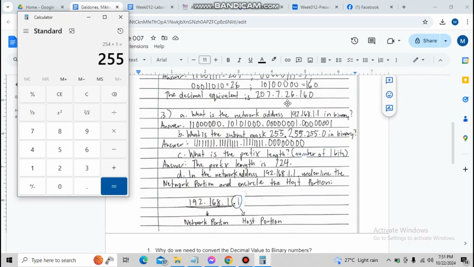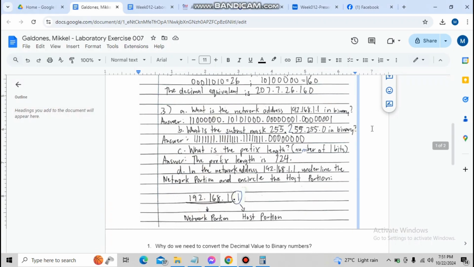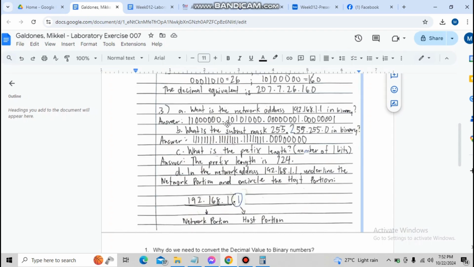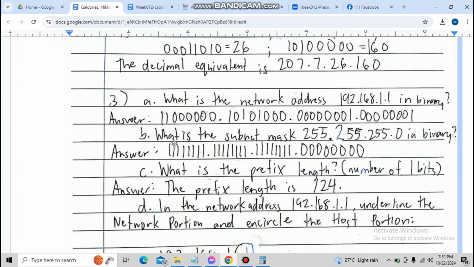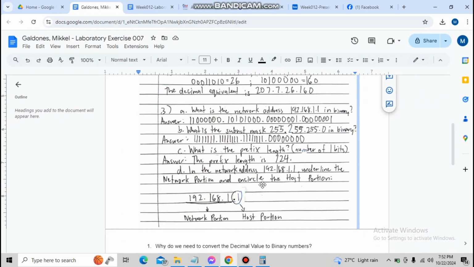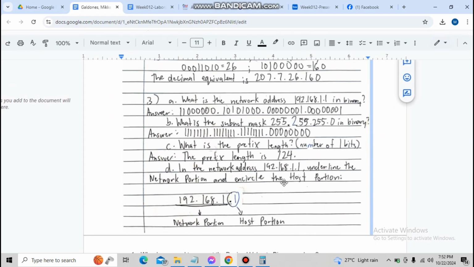And this leads us to our C, our third question in question number 3. So what is the prefix length or the number of 1 bits in our subnet mask? So the prefix length is 24, since each binary code is comprised of 8 bits or 8 digits. So since all 8 digits of the first 3 parts of our subnet mask are 1, this means that our prefix length is /24.